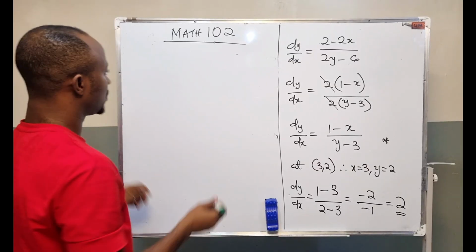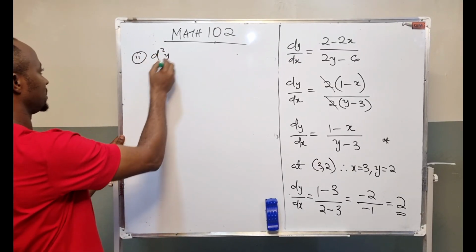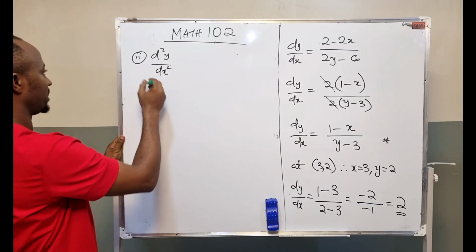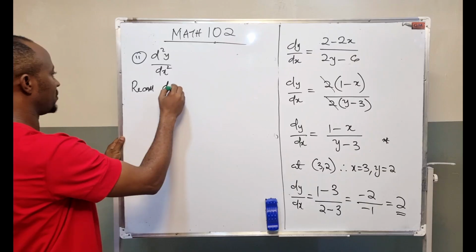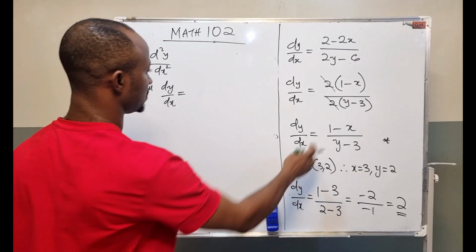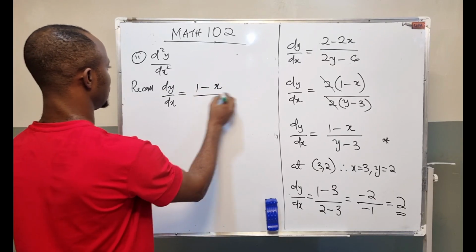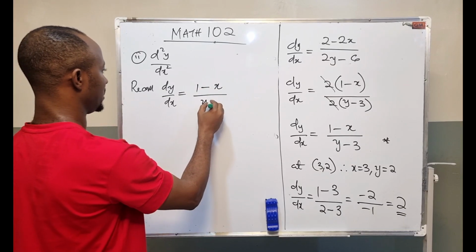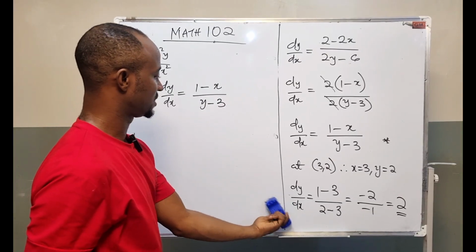We have to recall, number 2, let's find d²y over dx². We have to recall that our dy/dx is equal to 1 minus x divided by y minus 3. Now, how do we differentiate this?